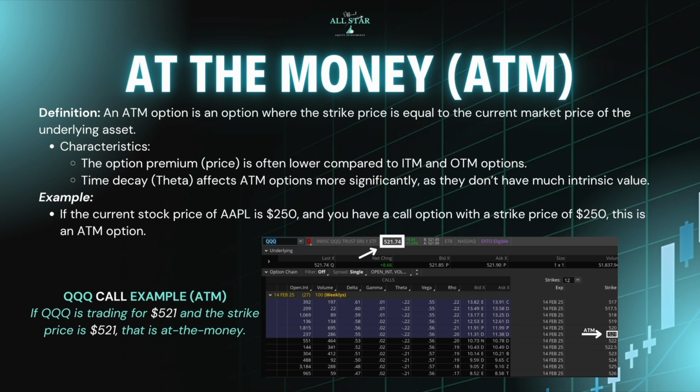Now let's also take a look at the call example that I have on the screen on QQQ. So if QQQ is trading for $521 and the strike price is also at $521, again, just driving this home, that's going to be at the money. So super simple, nothing difficult to understand about that. So let's go ahead and move on to in the money.